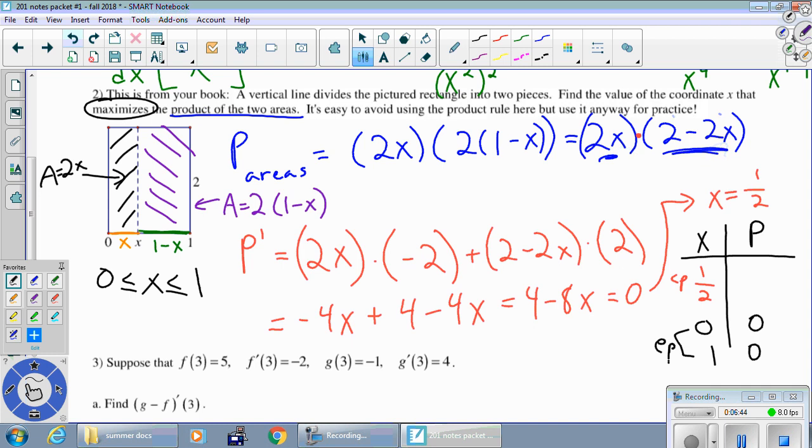I'm guessing the 1/2 is going to give us our winner. And so we just carefully plug a 1/2 in for both of these x's. 2 times a 1/2 is 1. This is 2 minus 2 times a 1/2. That's also 1. So 1 times 1 is 1. So the maximum product here happens right there. It is at 1. It is when x is a 1/2, and the maximum product turns out to be 1.